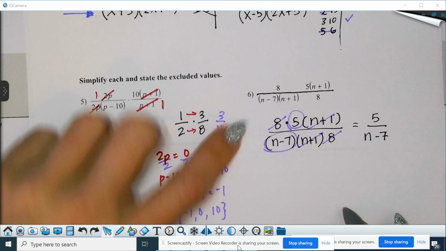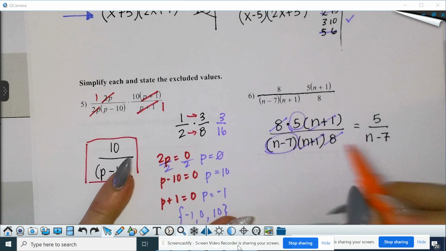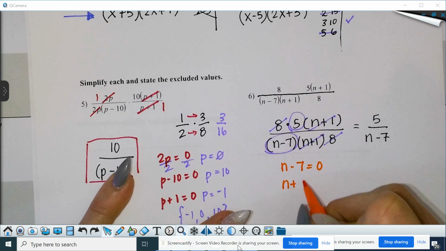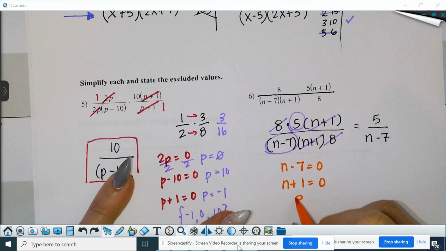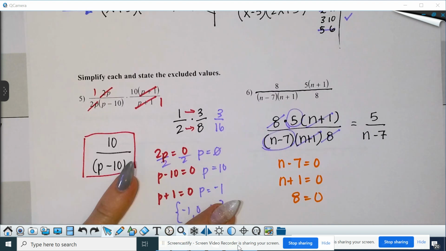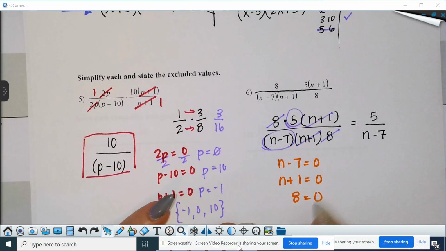Again, back to restricted values. That would happen before you cross anything out. So n minus 7 equals 0. N plus 1 equals 0. If you want to, just out of habit, write 8 equals 0, just so you don't leave it out. In the event it had been an 8x, like if it was 8x or like 2p, that is an answer. 8 is never going to equal 0. There's no way I can turn 8 into 0.